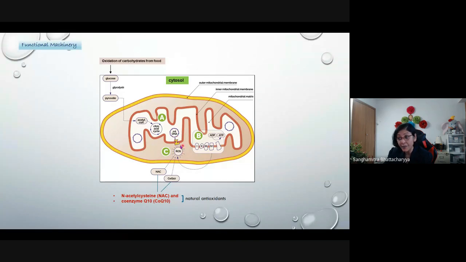Like ROS is produced naturally, nature has brought out some help to protect the mitochondrial DNA. These are naturally occurring antioxidants that help neutralize the effect of this naturally produced ROS. These natural antioxidants are like N-acetylcysteine and coenzyme Q10.